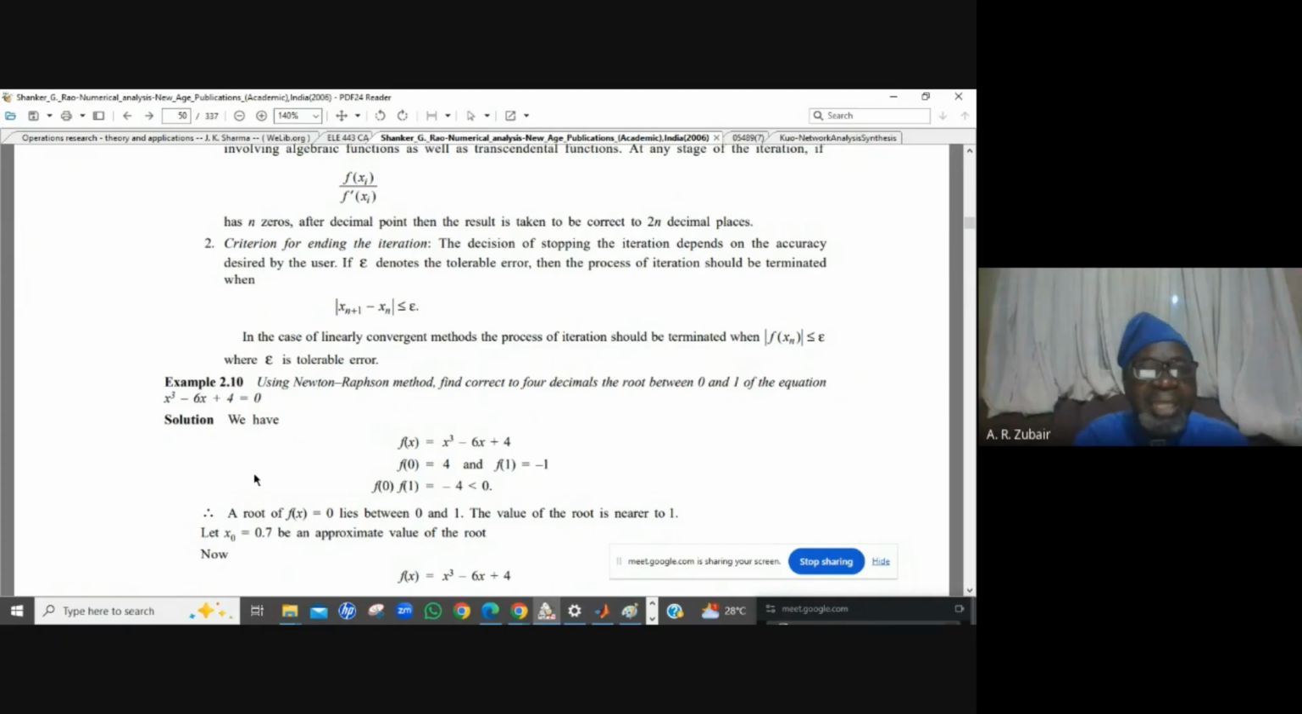Since you are told that there's a root between 0 and 1, I think what you can do is guess any value to start with.